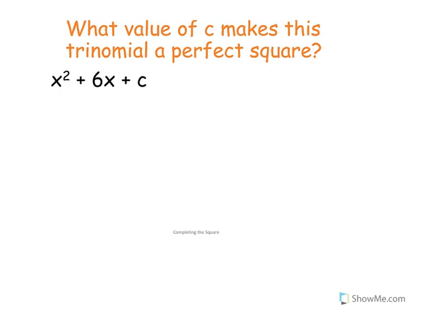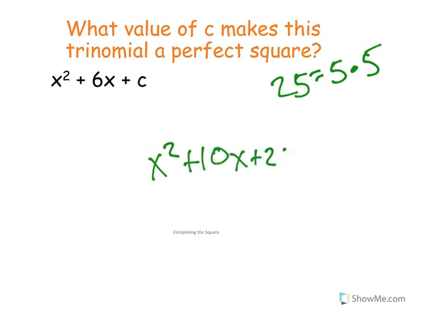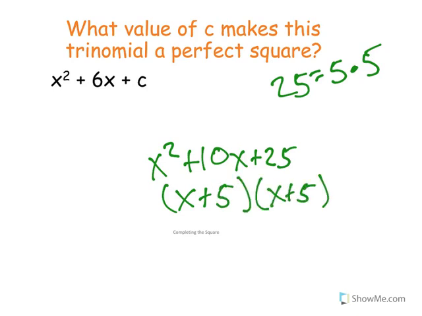So it says, what value of c makes this trinomial a perfect square? A perfect square means that its two factors are the same. So 25 is a perfect square because it has two equal factors. And by the same token, we can say x squared plus 10x plus 25 is a perfect square, because when I factor it, it has the same two factors, right? X plus 5 times x plus 5 will give me x squared plus 10x plus 25.